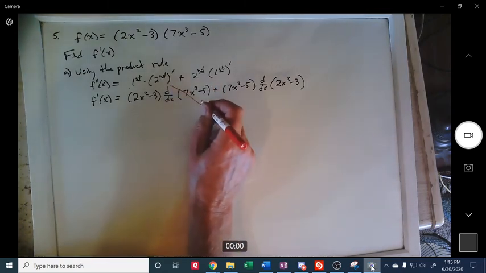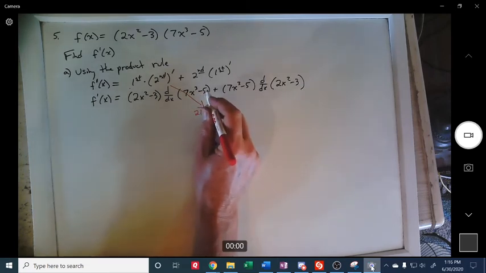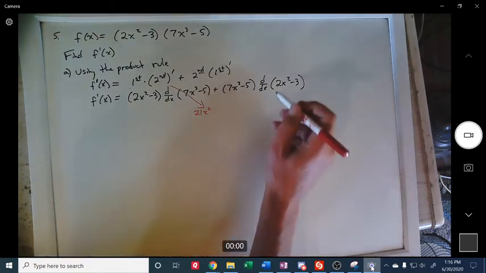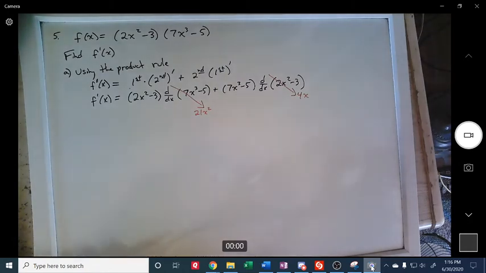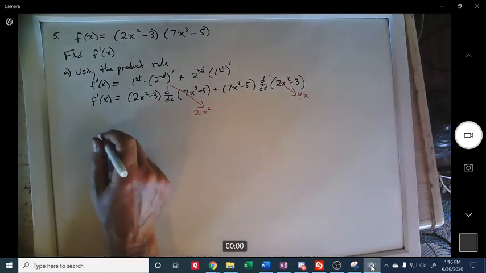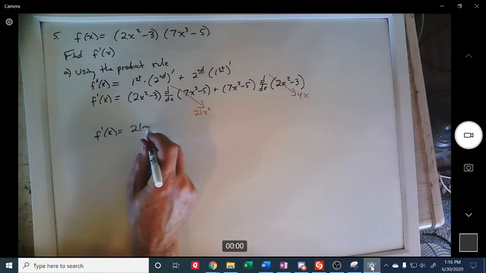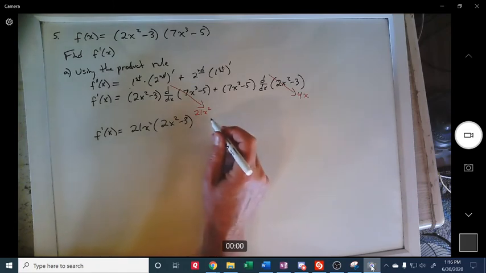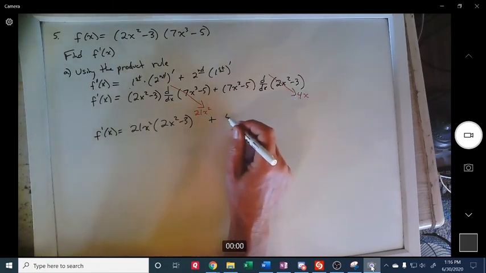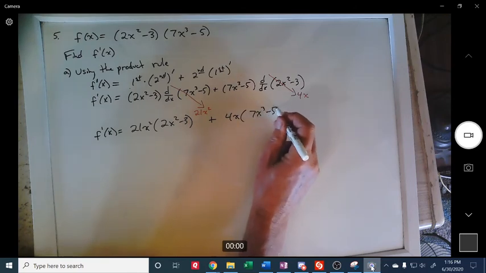All right, so then this derivative is 21x squared. The derivative of minus 5 is just 0. This derivative is 4x. And the derivative of minus 3 just goes away because it's plus 0. So then f prime of x is 21x squared times 2x squared minus 3 plus 4x times 7x cubed minus 5.